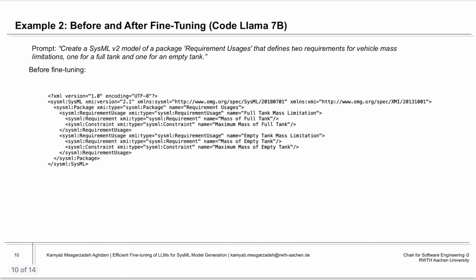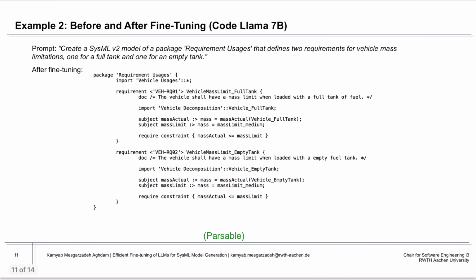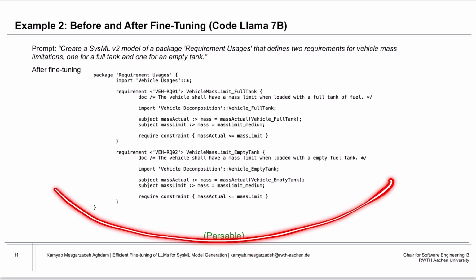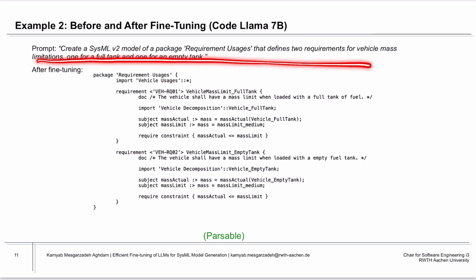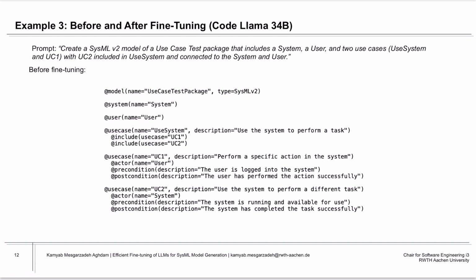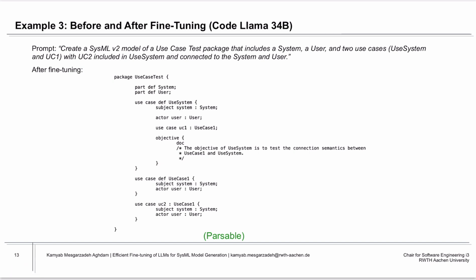Another example, we can see that before the fine-tuning, the model described the system model using an XML syntax, but after fine-tuning, we got actually a correct, parsable SysMLv2 model that described this prompt correctly. Here is another example of the unfine-tuned Code Llama 34B model. You can see that the outputs are better, it's more code-like, but it's still not SysMLv2. After fine-tuning, we get a parsable, correct SysMLv2 model that corresponds to this prompt.